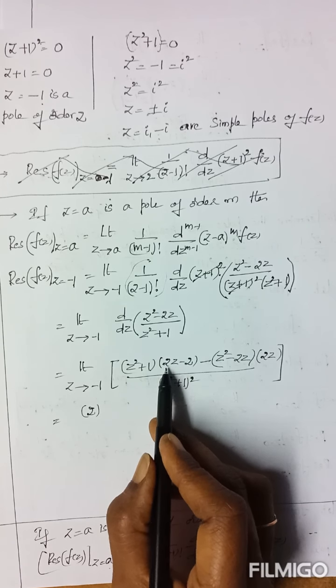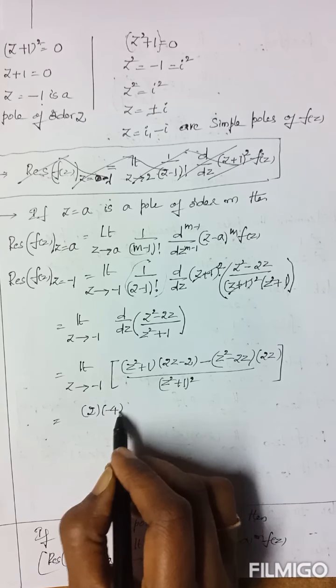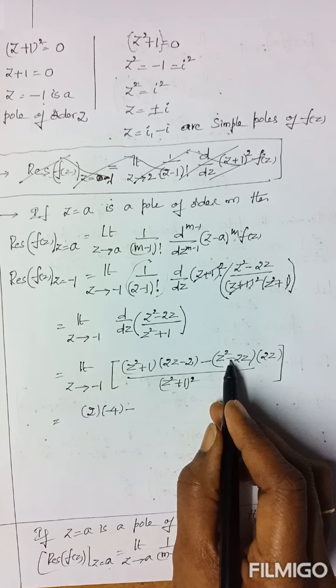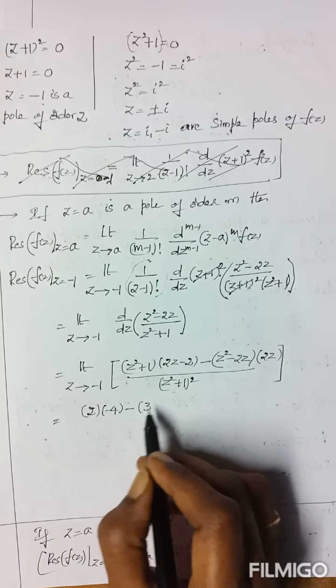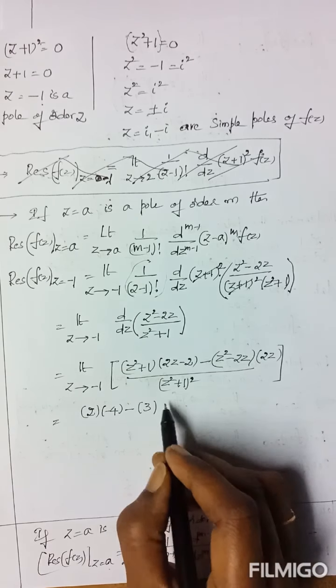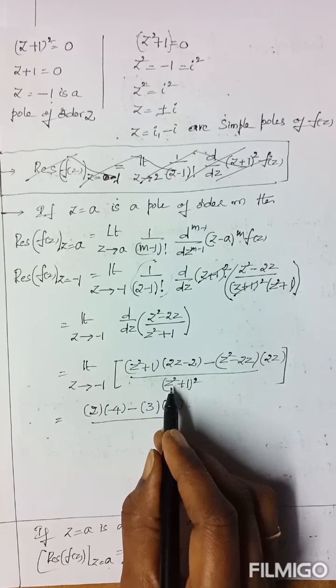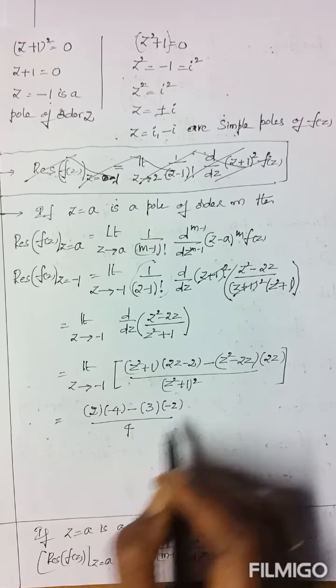Here, minus 1, minus 1 minus 2, minus 2, minus 4. Minus 1 whole square is 1. 1 minus 2 into minus 1, 1 plus 2 is 3. So 2 into minus 1 is minus 2, by minus 1 whole square is 1. 1 plus 1 is 2. 2 whole square is 4.